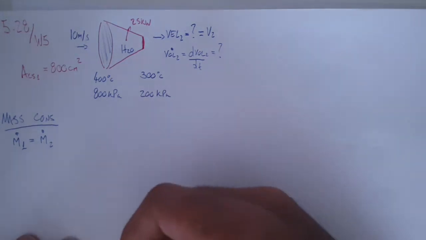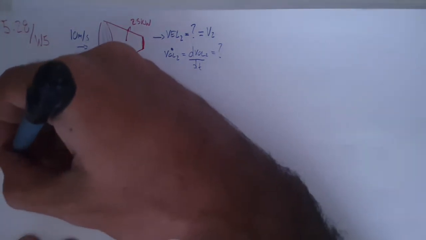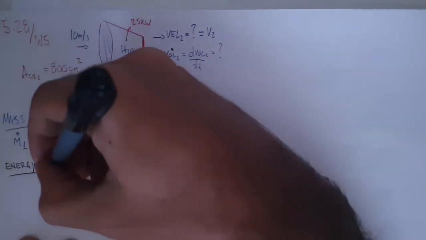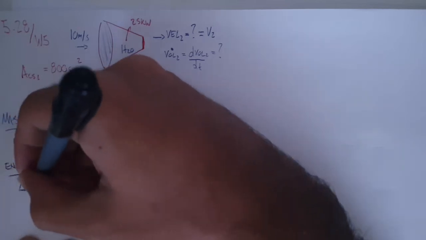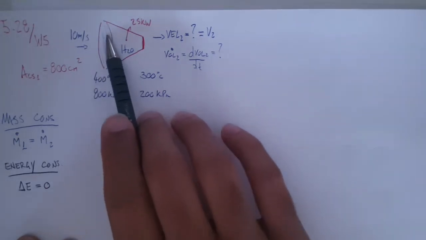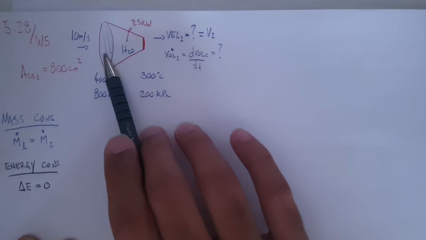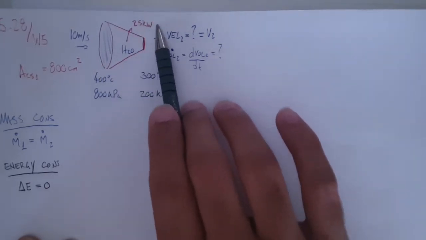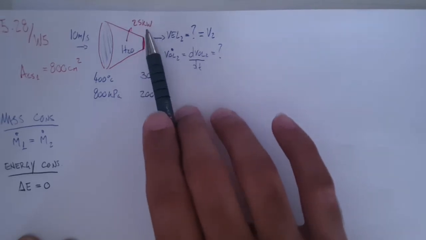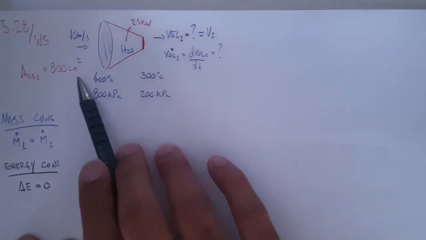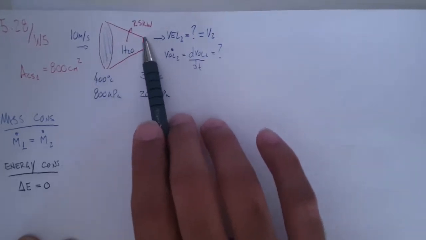The second principle we're going to apply is the energy conservation principle, which states that the change in energy has to be 0. Just like mass conservation, we can't create or destroy mass, we can't create or destroy energy. So whatever is the energy of the steam that's entering here has to be equal to the steam that's leaving there, and also this loss of energy that we lost due to losing heat at a rate of 25 kilowatts. Okay, so the energy over here has to be equal to this one over here and this one over here.